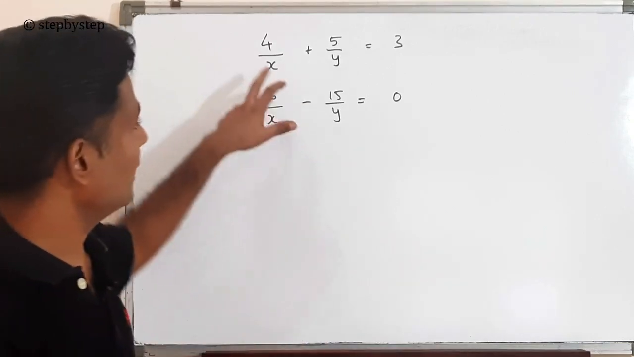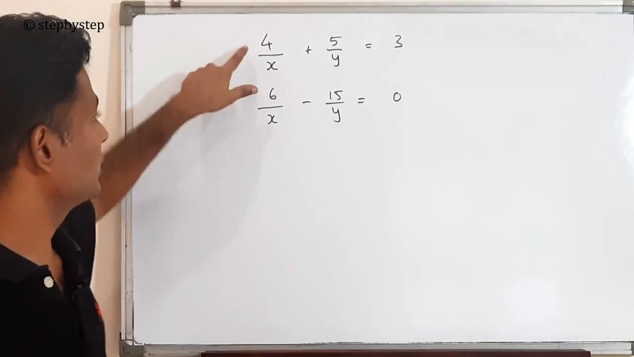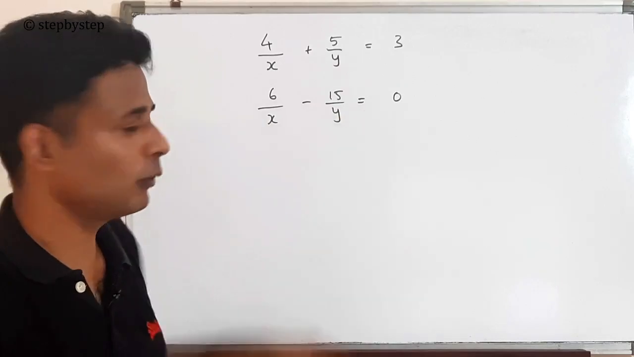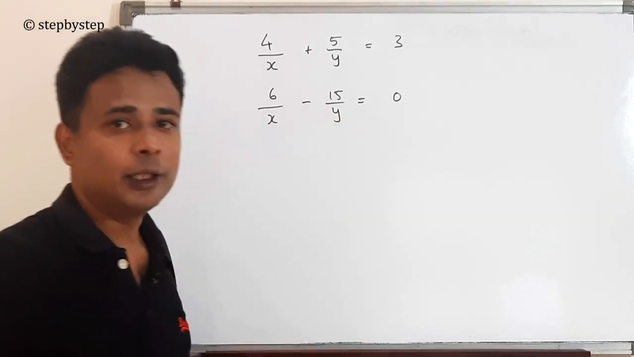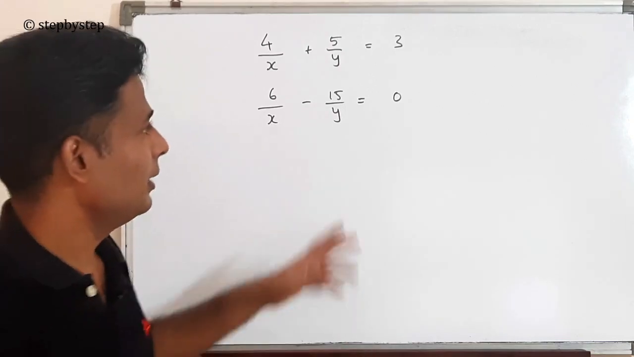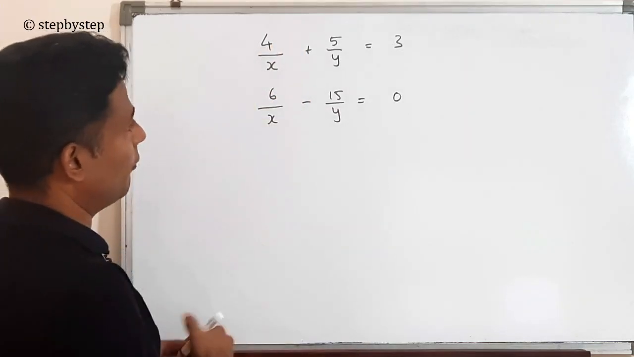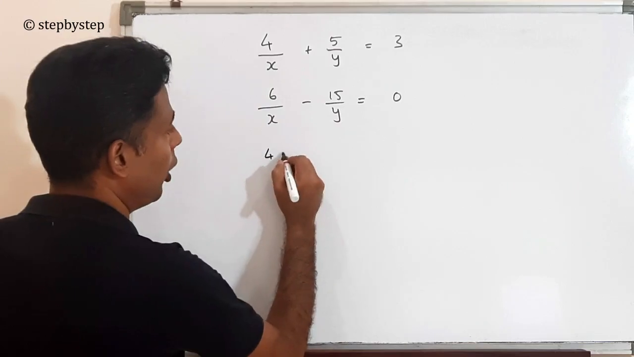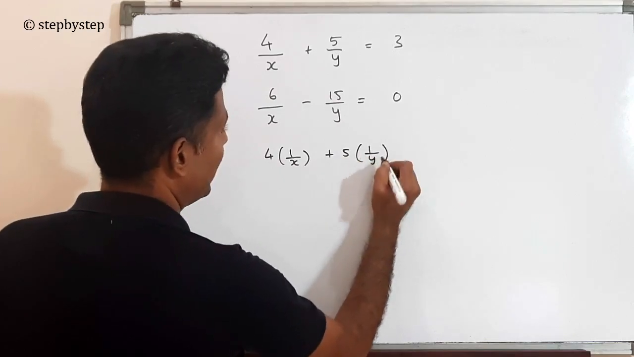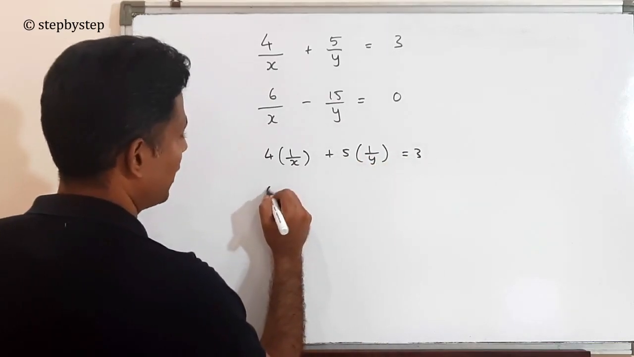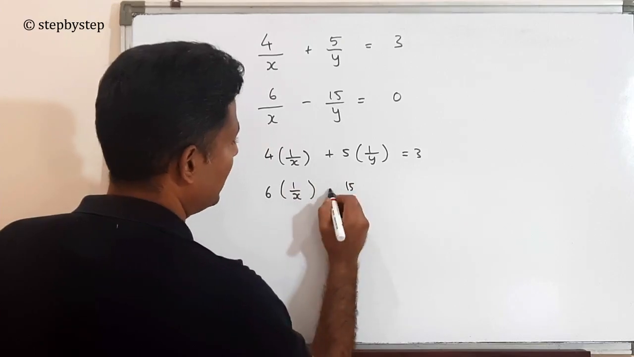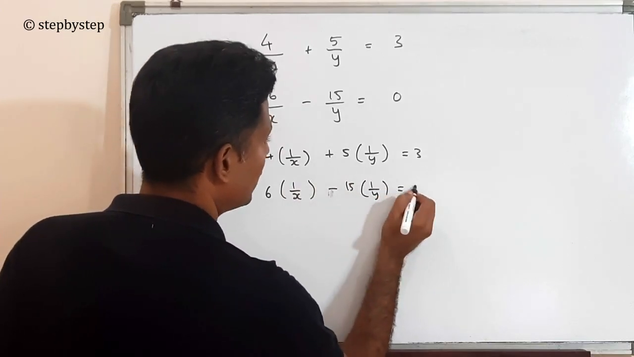Alright guys, this is another kind of problem that you might face in exams. 4 by x plus 5 by y equal to 3, 6 by x minus 15 by y equal to 0, where x and y are in the denominator. Now there are two ways. Generally most people solve it like this: see, when you say 4 by x, it is of the form 4 into 1 by x plus 5 into 1 by y equal to 3, and this becomes 6 into 1 by x minus 15 into 1 by y equal to 0.